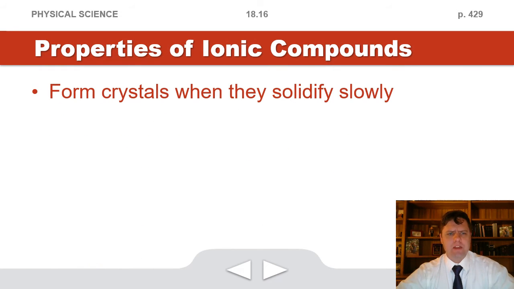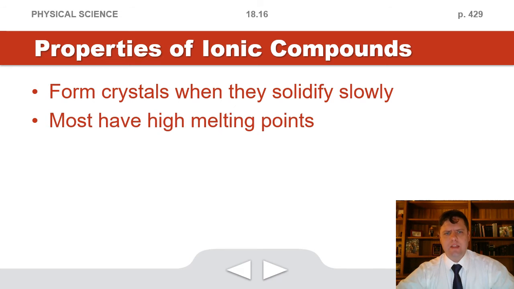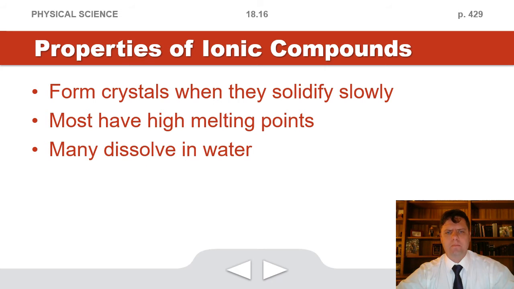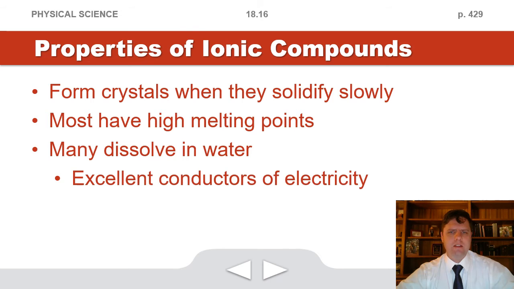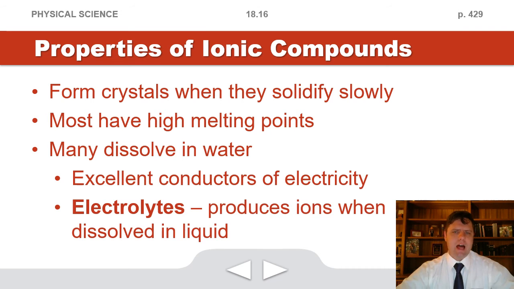A couple of properties of ionic compounds: they form crystals when they solidify slowly. Most of them have very high melting points, so the temperature has to get very, very hot in order to melt ionic substances. Many of them, though, dissolve in water. If you put them into water, they dissociate, and those ions, which are dissociated when they dissolve in a liquid, form an electrolyte, which allows electricity to flow through those ions.